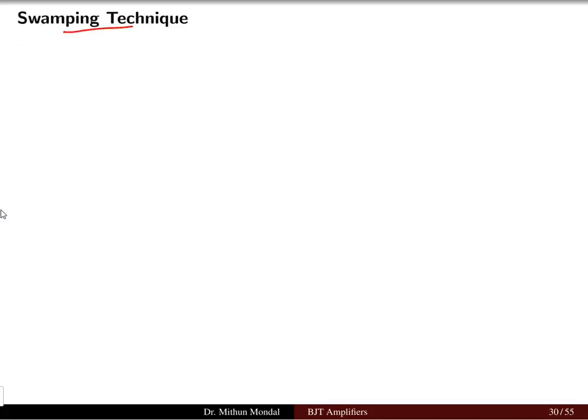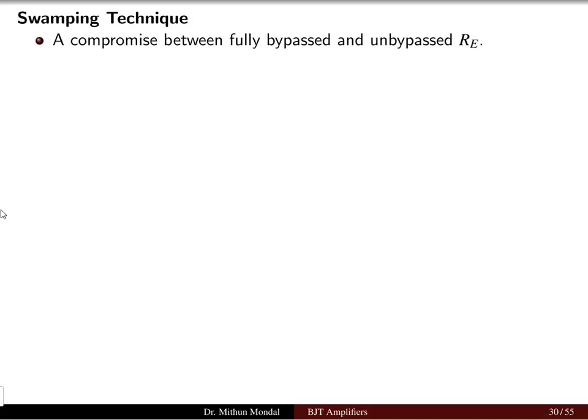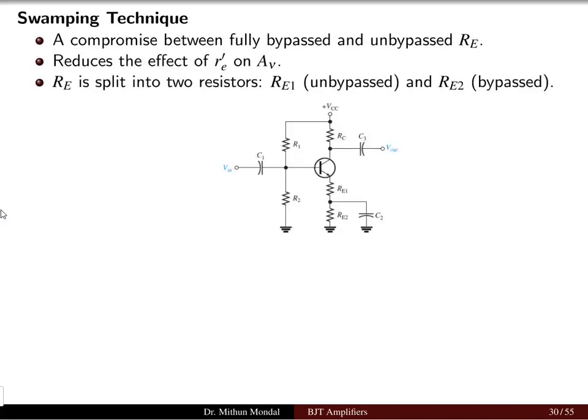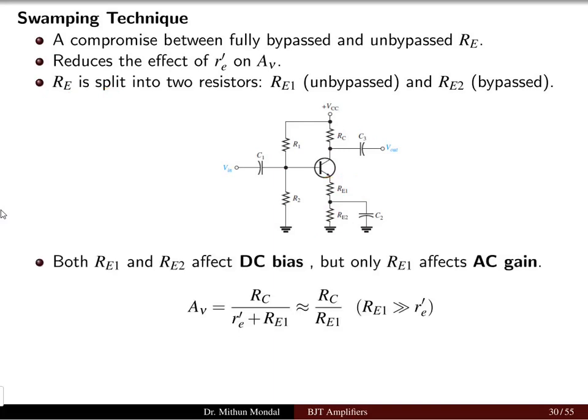There is something known as the swamping technique in amplifiers. This is a compromise between the fully bypassed and the unbypassed emitter resistor. It reduces the effect of re dash on the voltage gain. The resistor Re is split into two resistors, Re1, which is the unbypassed resistor, and Re2, which is the bypassed resistor in the circuit.